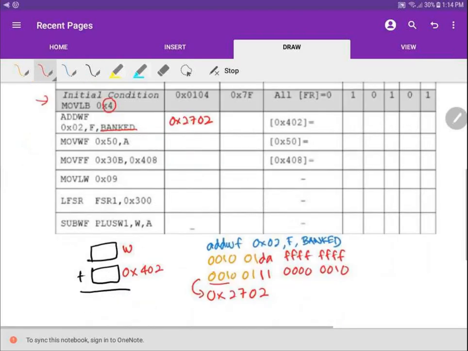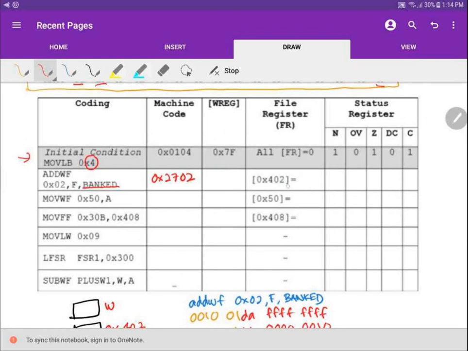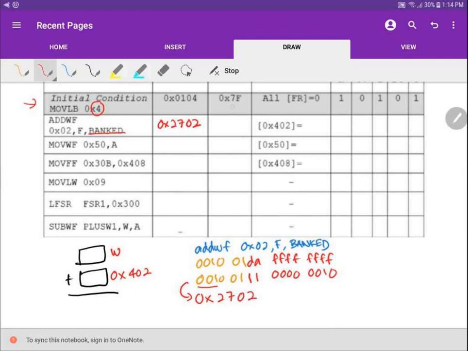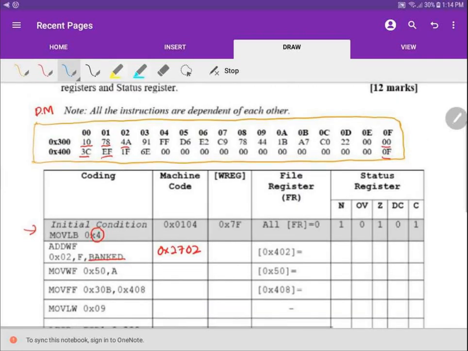Okay. So in order for us to determine what is the content of working register and what is the content of 402 and also what is the content of status register, we need to perform the addition, right? So what is the content of working register? It is hex 7F. Wait, let me just write this bigger. The content is hex 7F. What about the content of 402? That's why you have the memory map, remember? What is the content of 402? Hex 1F.